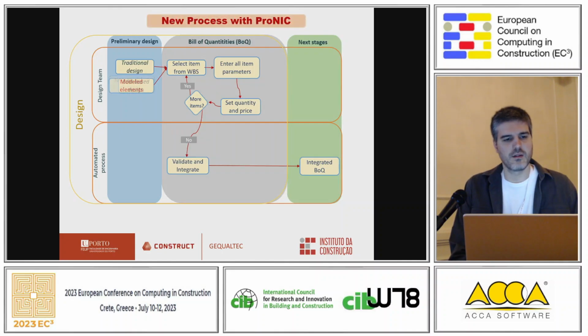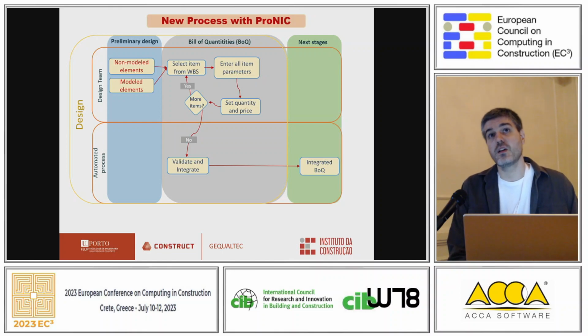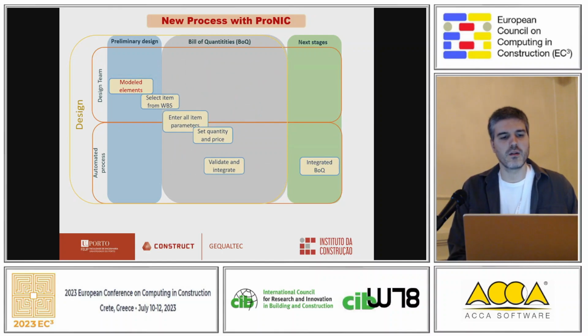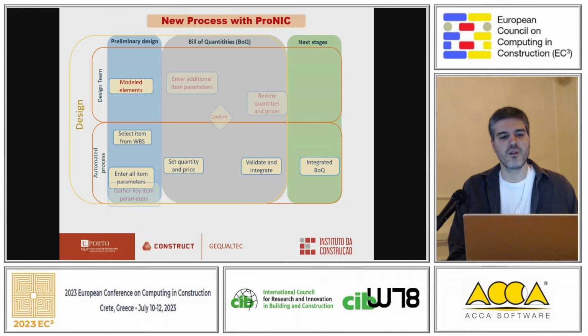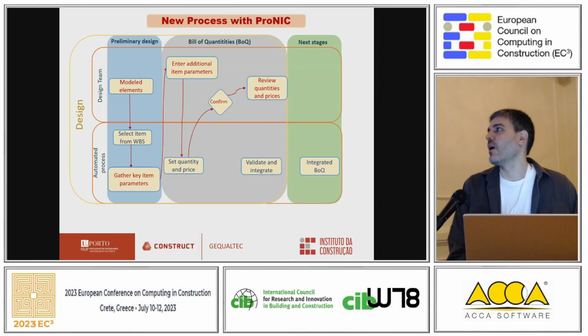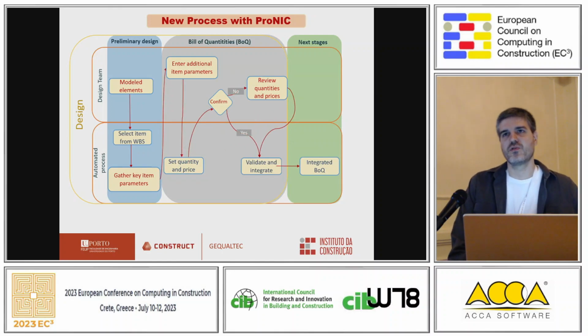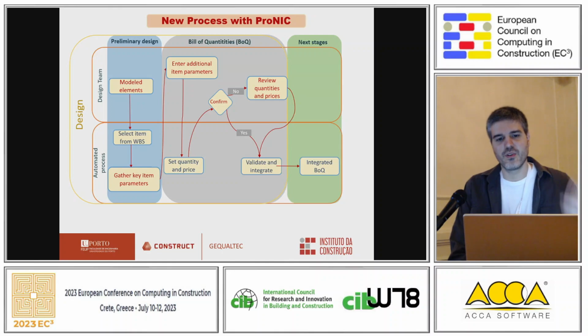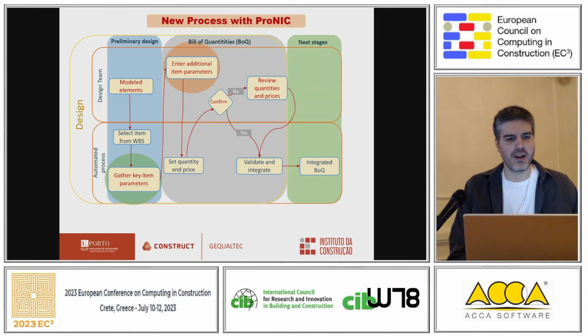But what about if we see it as modeled and non-model elements? For non-model elements, same thing, nothing changes. But if it's something that we can extract from a BIM model, suddenly maybe we can automate more of it. And now the whole thing looks like this, where the role of the design team is more to supervise and validate. So this is what we're trying to go towards. And the focus is on these two things, the additional item parameters and the key item parameters. What are those? Well, we'll see in a second.